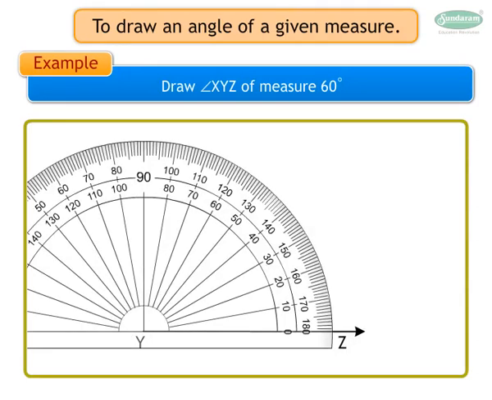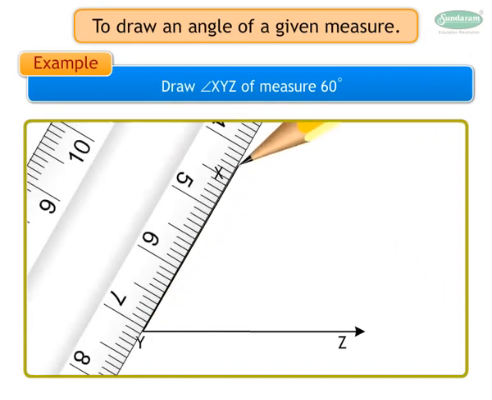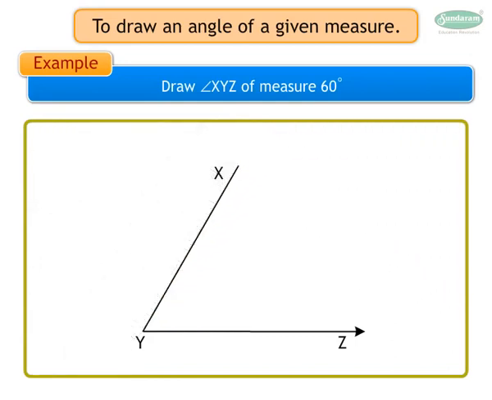Place the center of the protractor at point Y. Keep the protractor in such a way that the reference line will coincide with ray YZ. Look at the markings increasing serially from the 0 degree mark. Make a mark at 60 degrees with a pencil. Now remove the protractor. Name this mark as X. Draw ray YX. Thus, we have drawn angle XYZ of measure 60 degrees. Write the measure 60 degrees at point Y as shown in the figure.